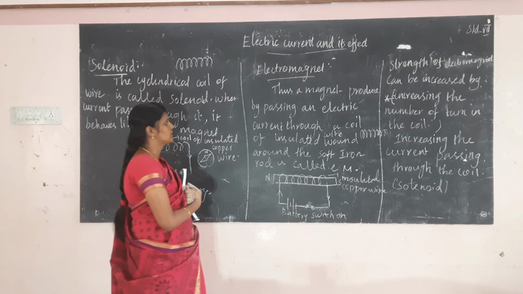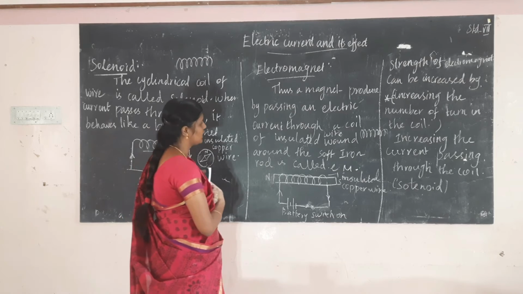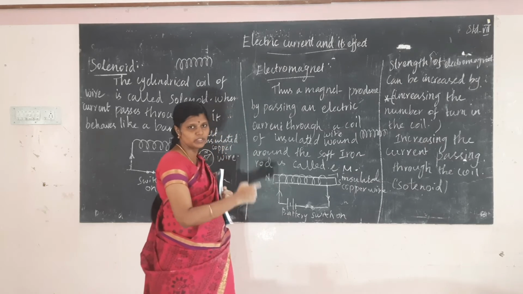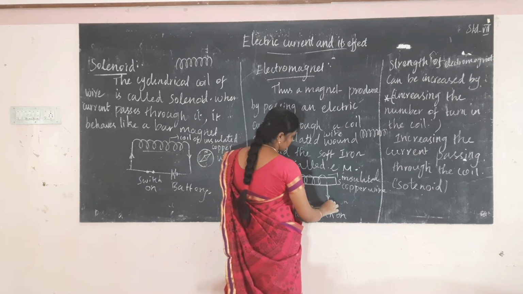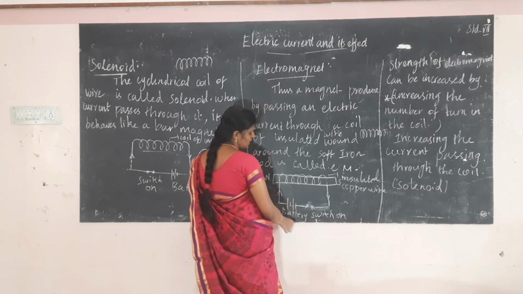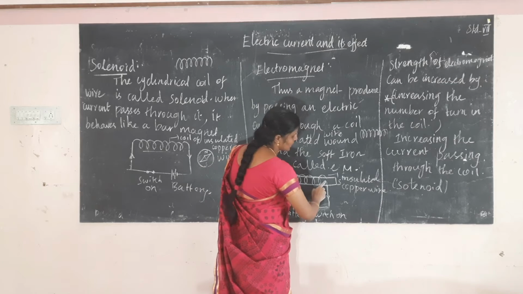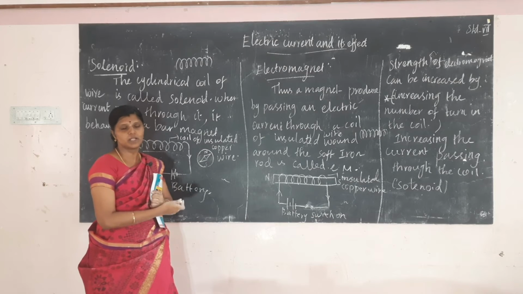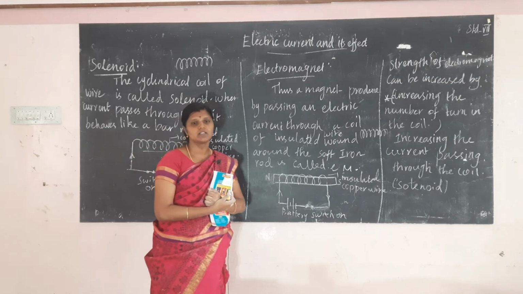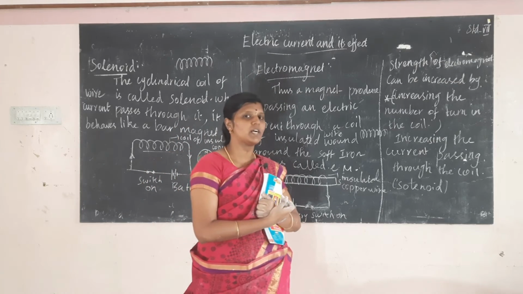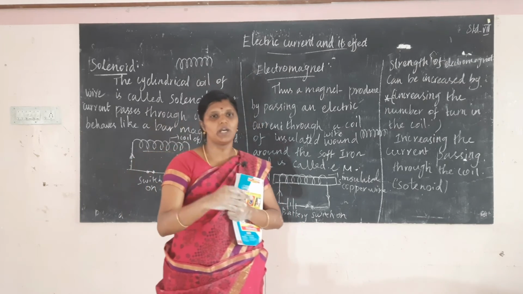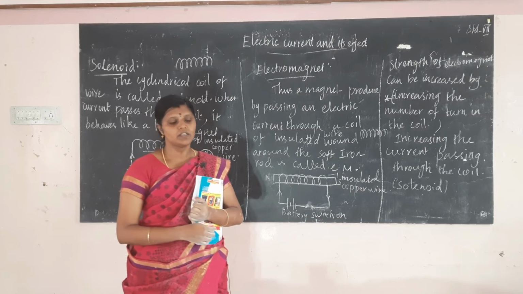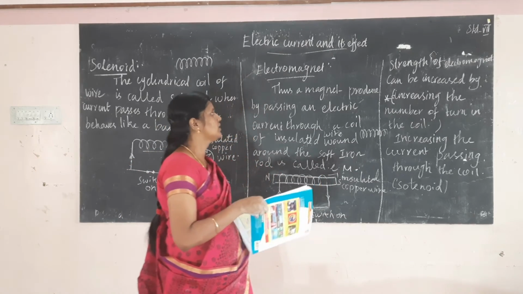What is an electromagnet? Thus a magnet produced by passing an electric current through a coil. We have taken a soft iron rod with a coil of wire wound on it, connected to the battery and switch. Now the switch is in on position, the current flows through the circuit, and the soft iron rod acts like a magnet. This is called an electromagnet. Next, how will you increase the strength of the electromagnet? By increasing the coil of the wire and also increasing the current passing through the coil. These are the two factors for increasing the strength of the electromagnet.